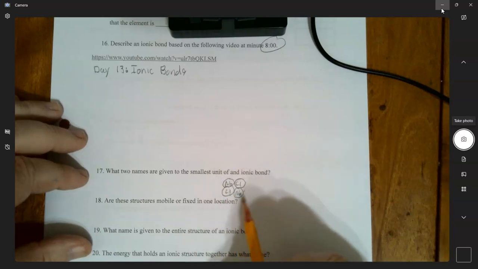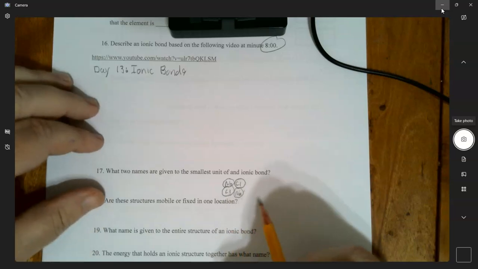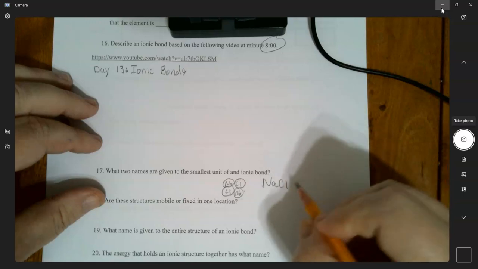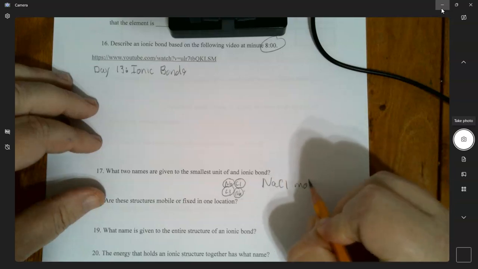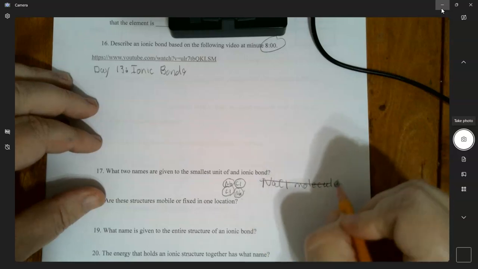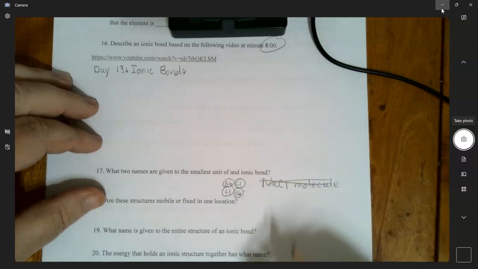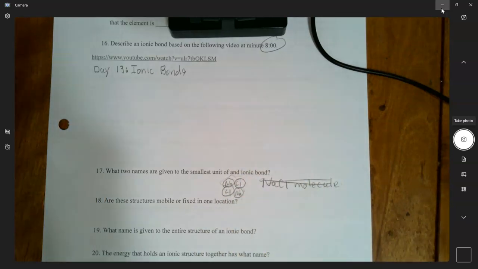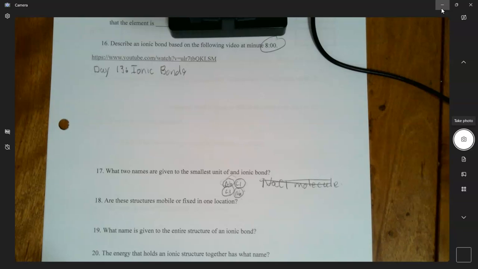So you got NaCl, NaCl. There's no such thing as an NaCl molecule, an independent structure called an NaCl molecule. So I'm going to cross that out. No such thing. There is a formula unit. It means the lowest ratio of Na to Cl in this ionic bond is 1:1. So therefore its formula unit, or the unit cell, is NaCl.